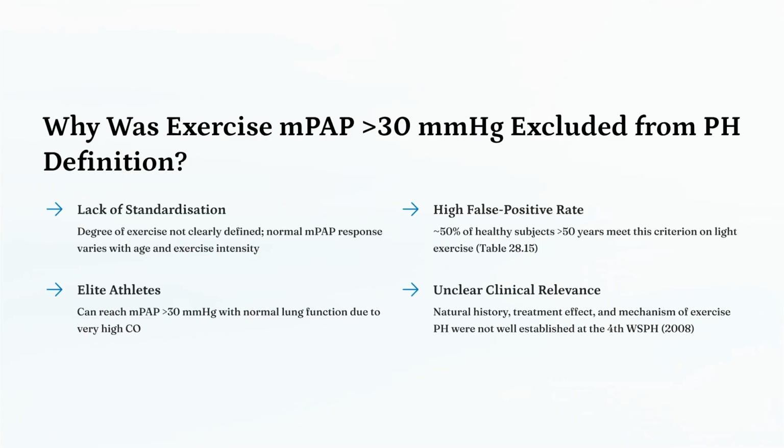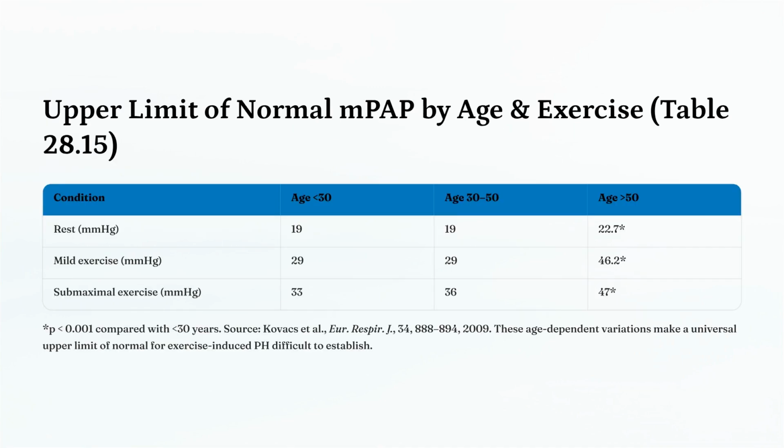Defining an upper limit for exercise-induced pulmonary hypertension is challenging. Factors such as the lack of standardization, high false positive rates in healthy individuals, and the physiology of elite athletes have complicated the establishment of universal criteria. This table illustrates how the upper limit of normal mean pulmonary artery pressure varies by age and exercise intensity. These clear age-dependent differences highlight why a universal threshold remains difficult to define.